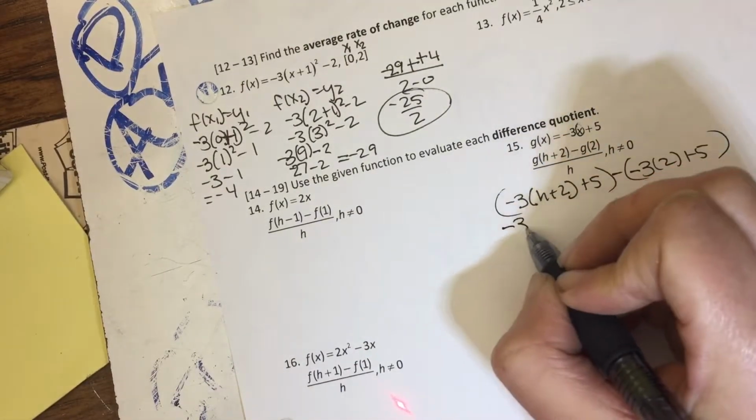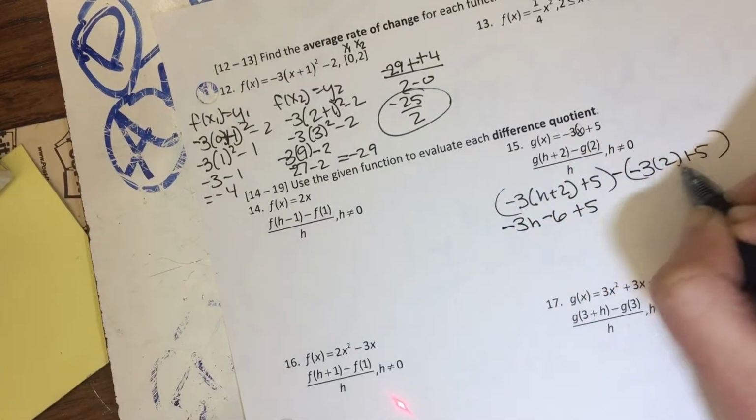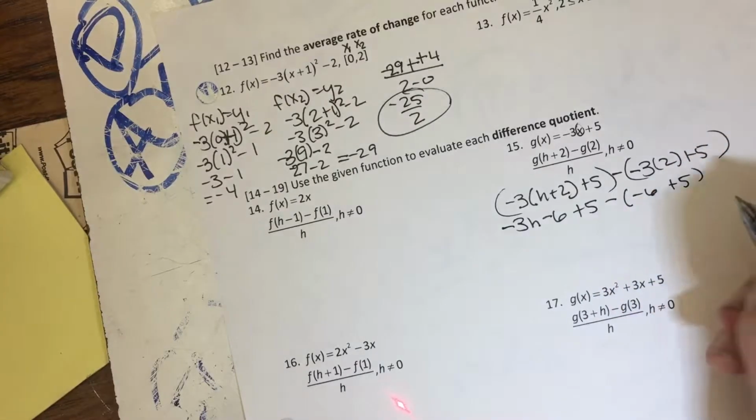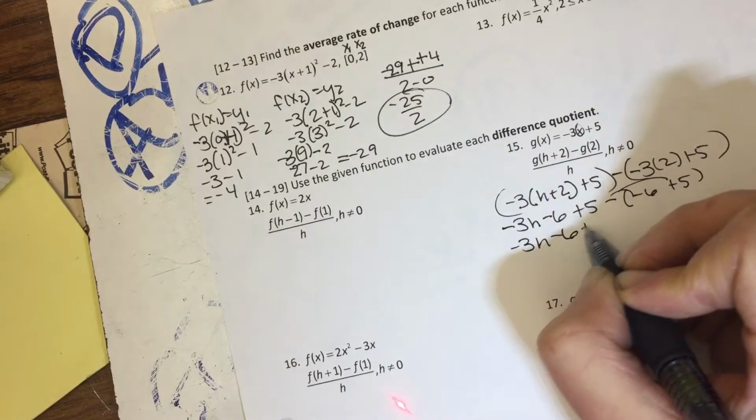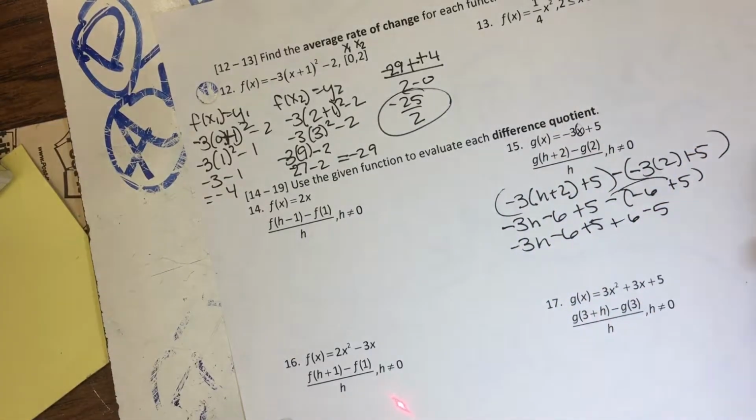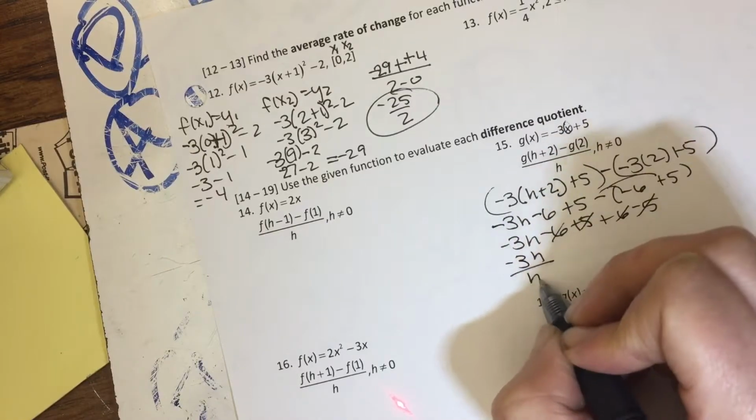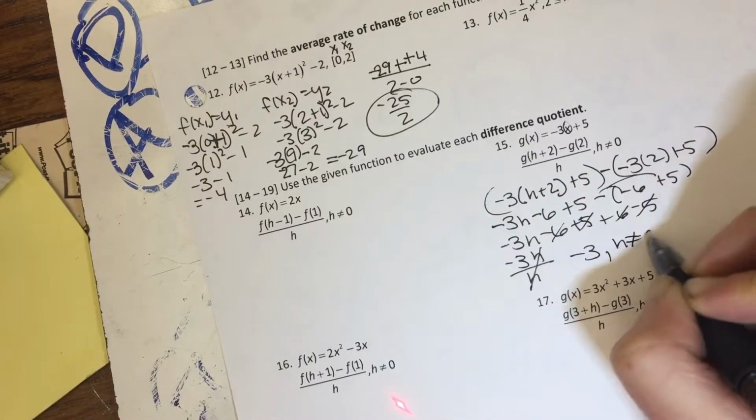I'm going to distribute, that's negative 3h minus 6 plus 5. When I distribute, I'm going to have a negative 3h minus 6 plus 5 plus 6 and a minus 5. I know I'm doing things right if a lot of stuff cancels out. So remember, this was all over h. So when I cancel those out, I end up with just negative 3. h cannot equal 0.